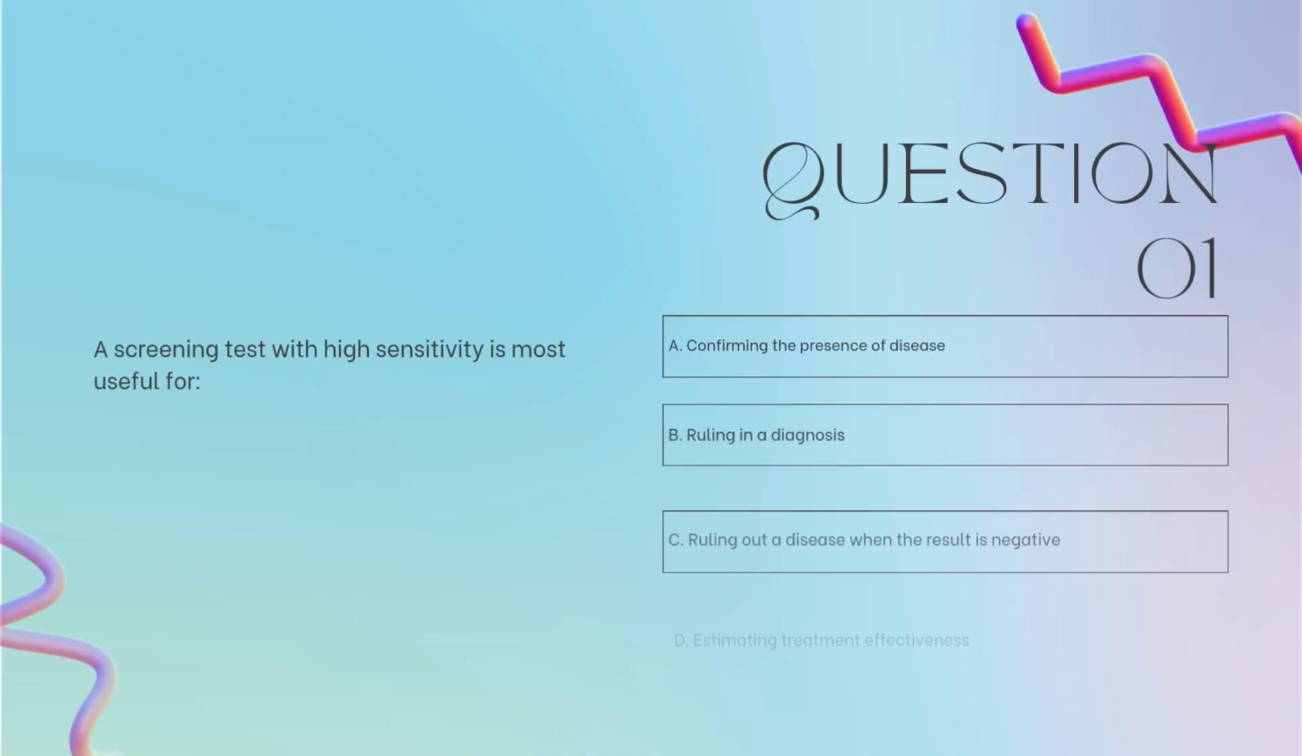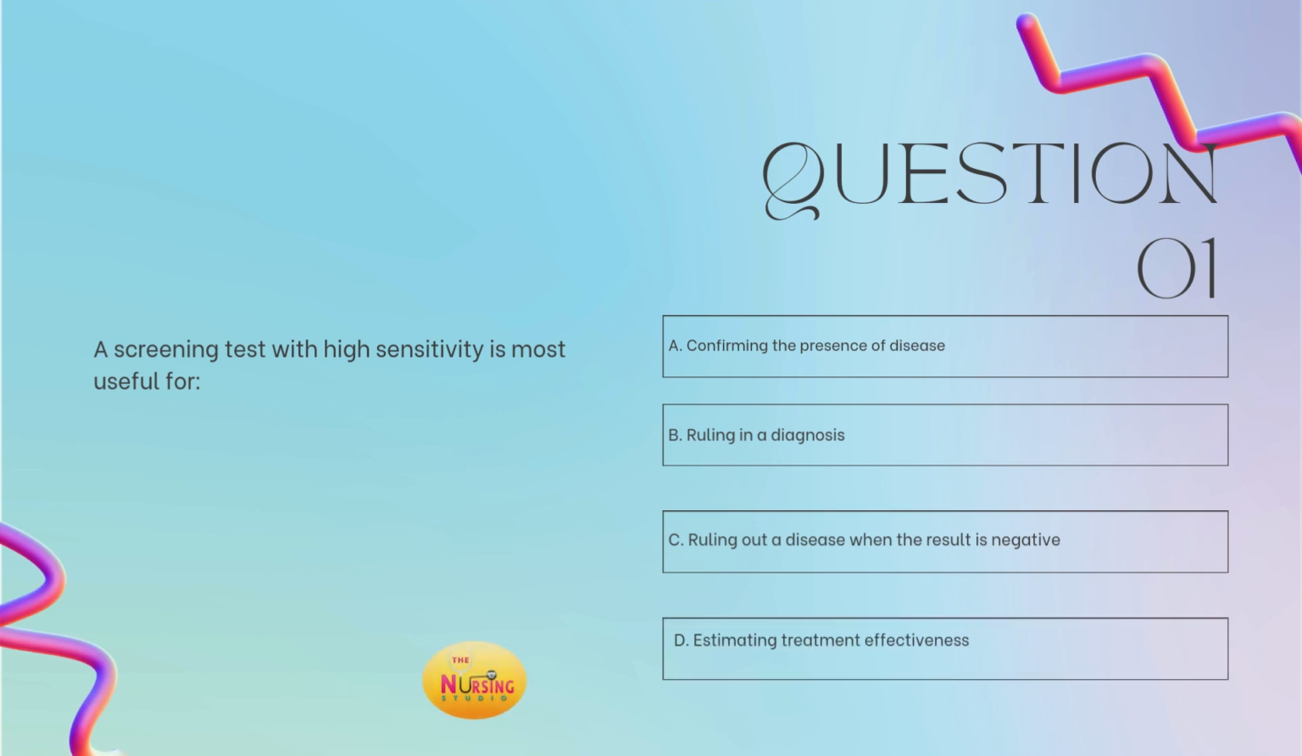Question number one states, a screening test with high sensitivity is most useful for, is it A, confirming the presence of a disease, B, ruling in a diagnosis, C, ruling out a disease when the result is negative, or D, estimating treatment effectiveness? Take a moment and tell me what you got. All right, so in this case, the question is the stem, right? So it states a screening test with high sensitivity is most useful for what? And so your best answer is C, ruling out a disease when the result is negative.